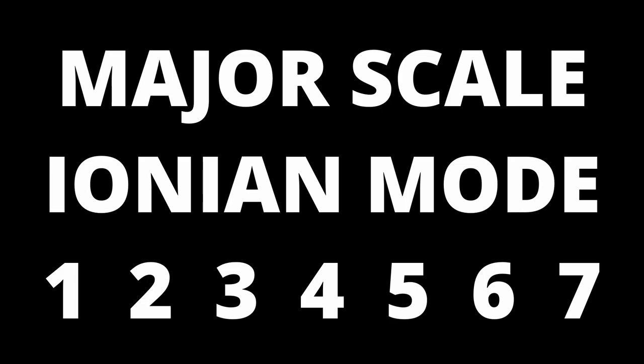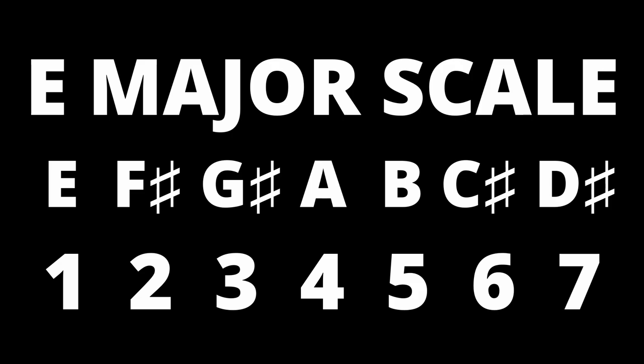If we label each note with a number, you get the scale degrees 1, 2, 3, 4, 5, 6, and 7. It doesn't matter what the tonic or starting note of our major scale is, it always has the scale degrees 1 to 7. For example, the E major scale has the notes E, F sharp, G sharp, A, B, C sharp, and D sharp, with the 7 scale degrees we mentioned.